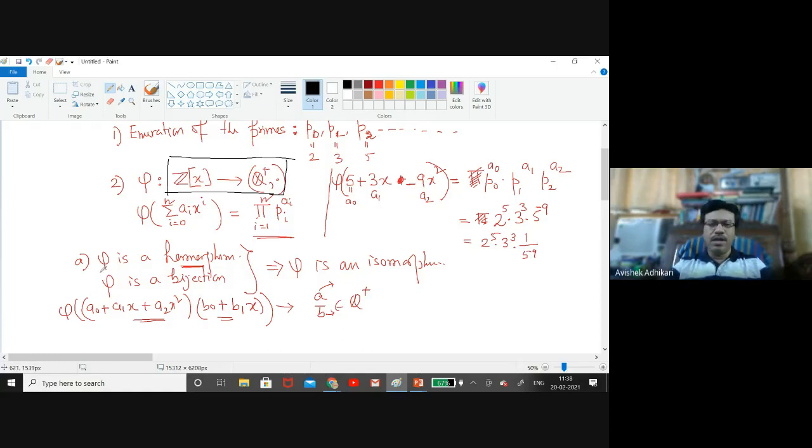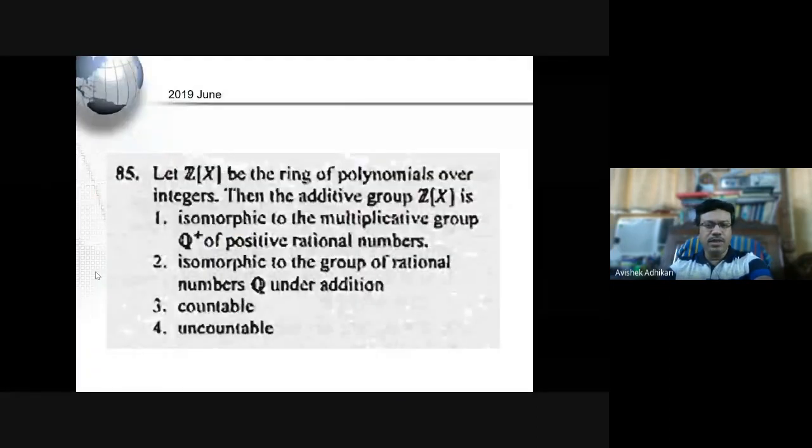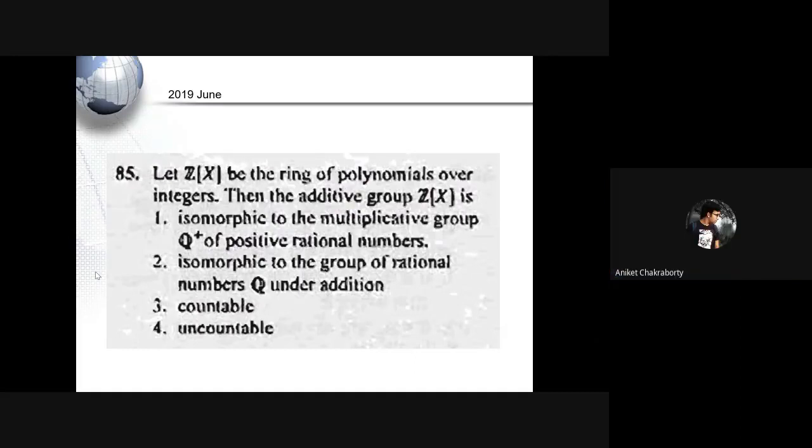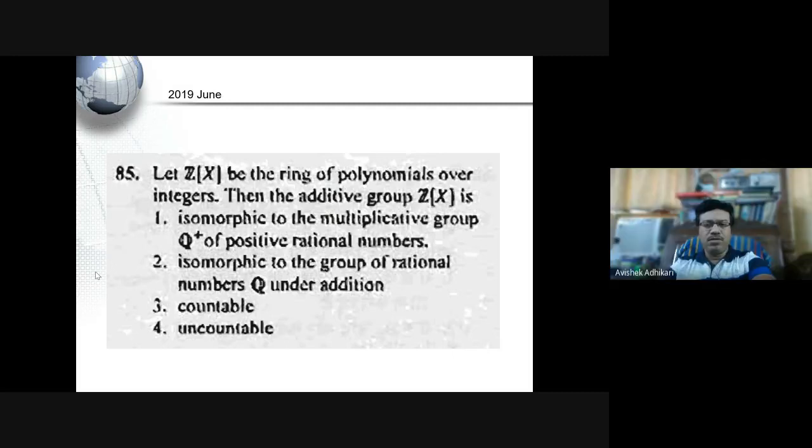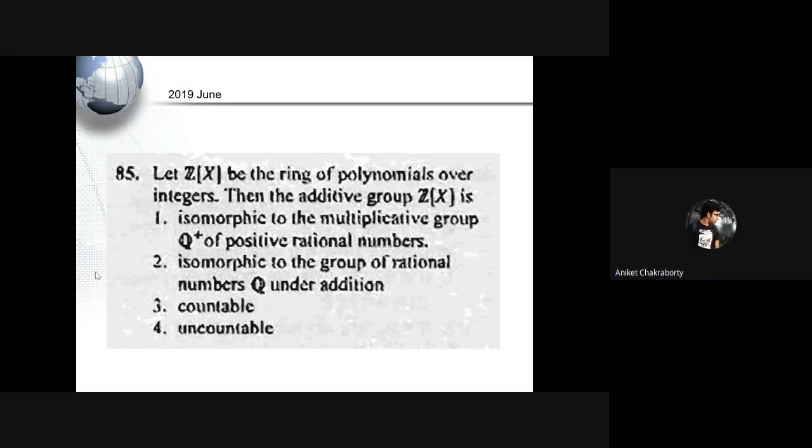Okay. Now the second option. So you gave 1 and 3 to be correct. Now, why is the second option not correct? Why is the second option not correct? Anybody? Sir, we already know that Q plus and Q are not isomorphic as groups. Okay, why not? That's correct. Why not? Sir, any finitely generated subgroup of Q under addition is cyclic, but this is not true for Q plus.